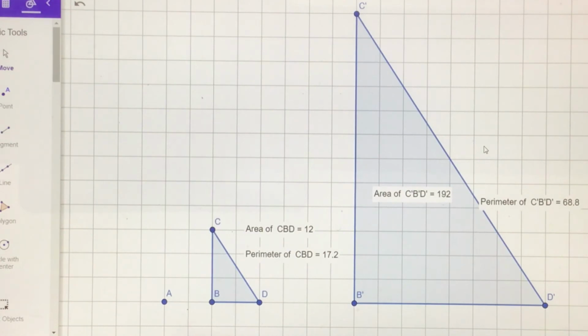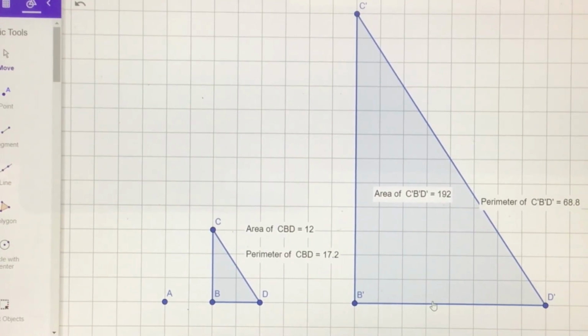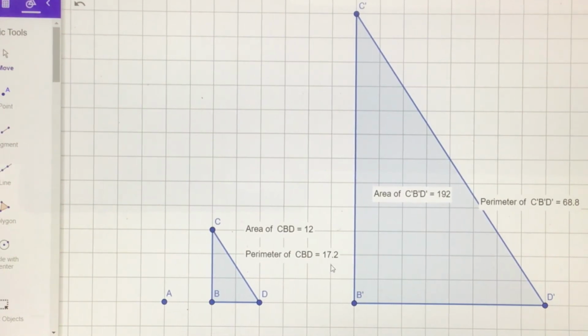Well, we already decided that the scale factor was the ratio of the two sides, which is also the ratio of the two perimeters. If you look here, this one is a 2 by 3 right triangle, and this is 1, 2, 3, 4, 5, 6, 7, 8. This is 8, and this is 2. And then if you counted, this would be 3, and this would be 12. And so the scale factor is 4. Well, look at the perimeter ratio. 68.8 compared to 17.2, 4 times as long. Each side is 4 times as long, so of course the distance is 4 times as long, right? The perimeter ratio and the scale factor were the same.